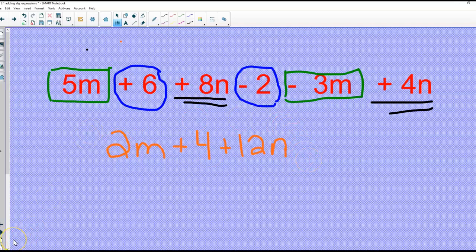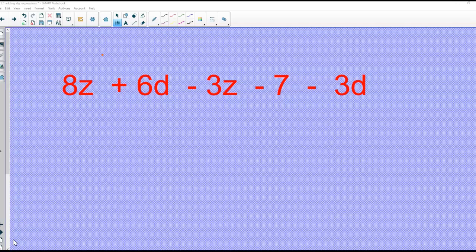Okay? Let's try a few more. All right. This one, if we look, has some z's and d's in there. So let's, again, start by finding our like terms. So I'm going to start with a z since it's in front, and I'm going to give it a rectangle. And if I find a like term here, which I do, minus 3z, include your sign to the left.